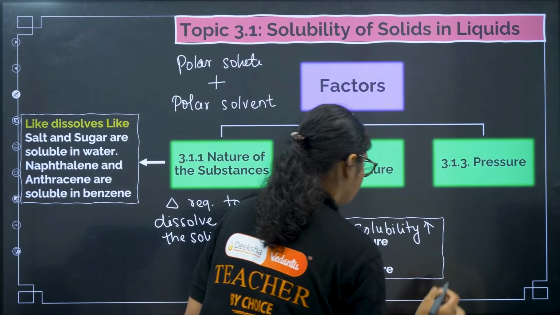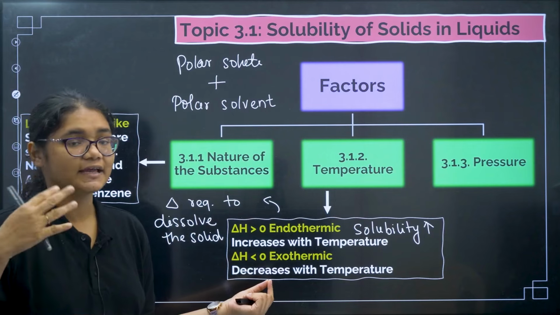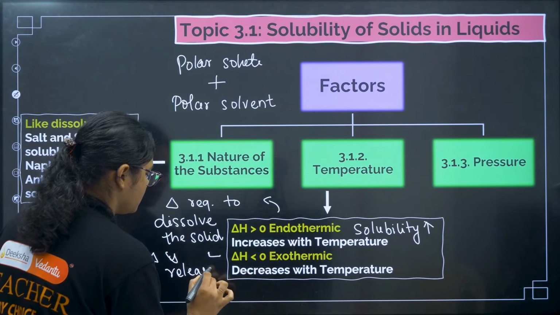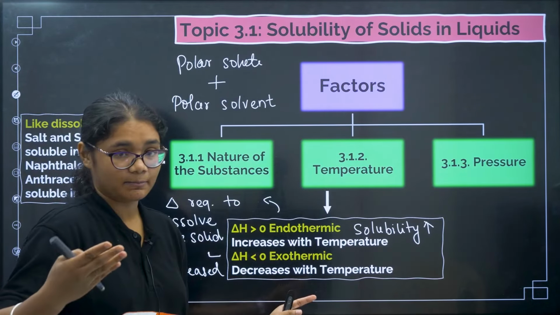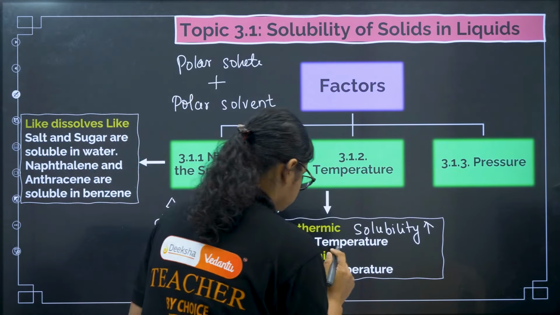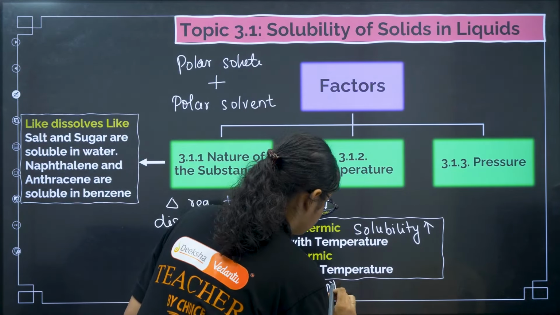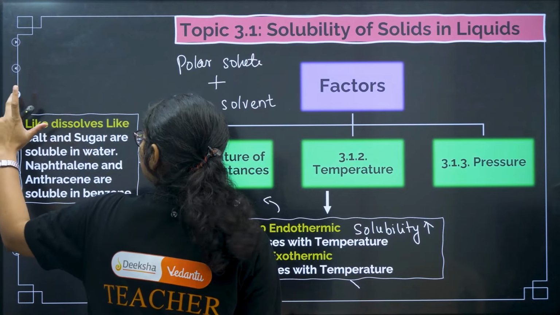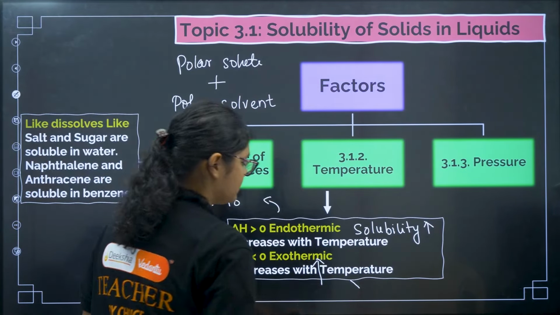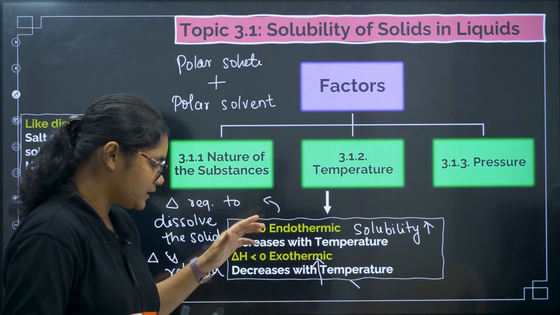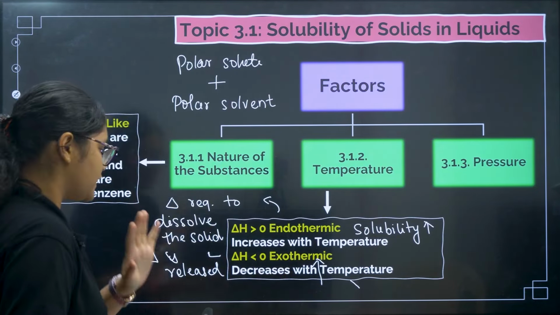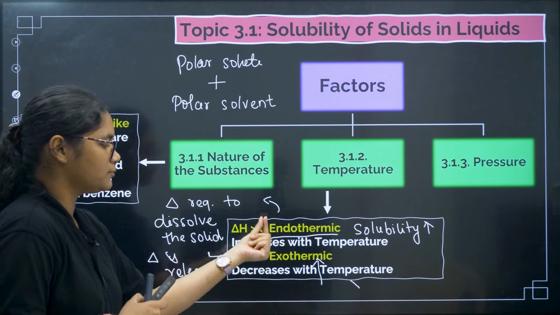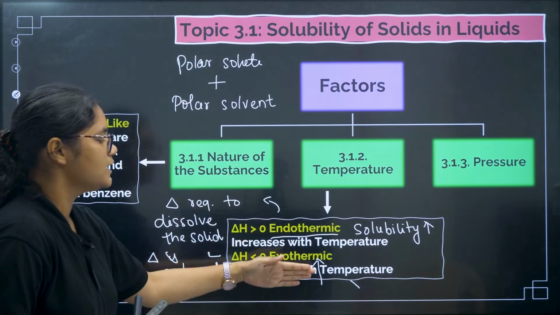If the dissolution process is exothermic, it means heat is released. In that case, if you increase the temperature, the solubility will decrease. Solubility decreases with increase in temperature. I'll write it clearly: when you increase the temperature, the solubility will decrease if it is an exothermic process. Now generally the dissolution process is endothermic, generally but not always. Therefore when we increase the temperature, solubility increases.